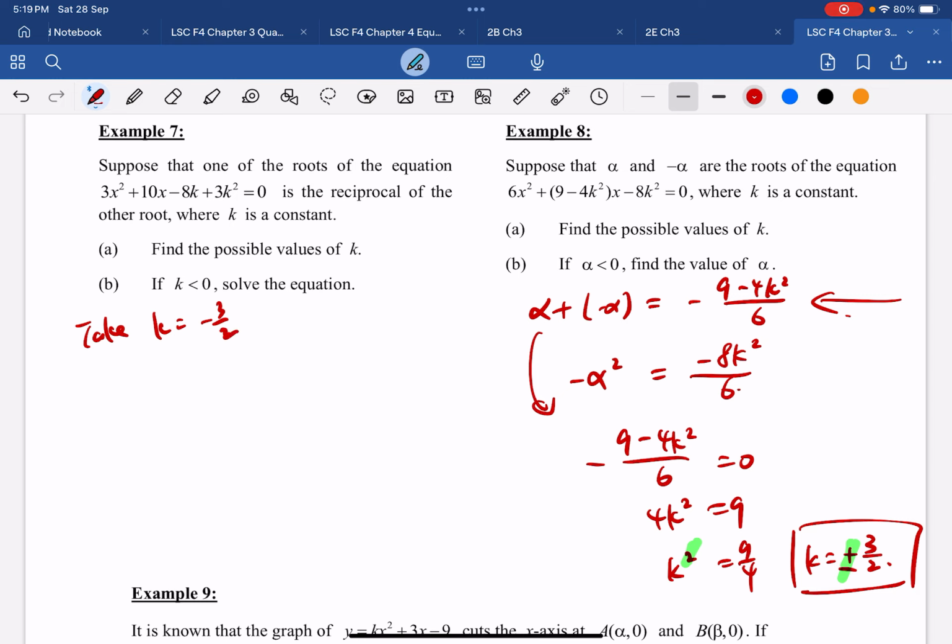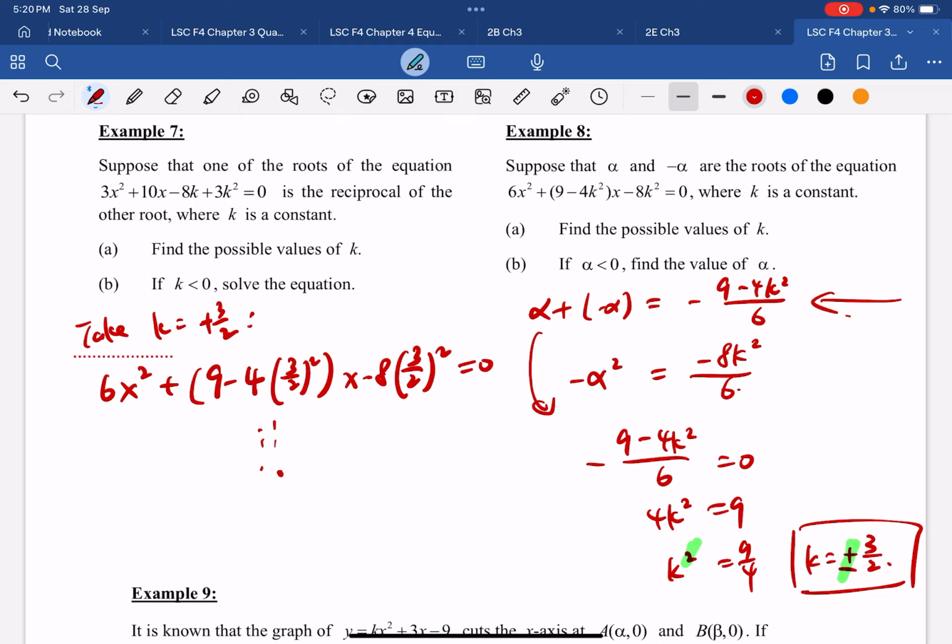Okay, so you substitute k is negative 3 over 2 plus 3 over 2. So 6x squared plus 9 minus 4 times 3 over 2 squared x minus x 3 over 2 squared equals 0. So you solve the equation. There should be one root that is positive and one root that is negative. But now they say the root alpha should be negative, so you just reject the positive one.